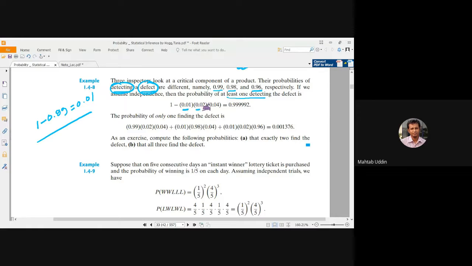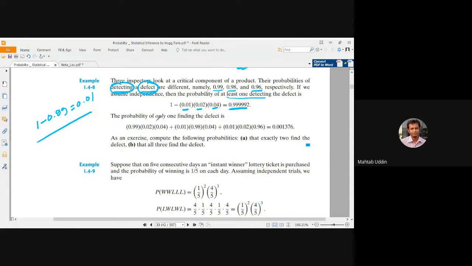This is the probability of failure of the second. This is the probability of failure of what? Third. So their product is the probability that all are failed, right? Yes, sir. One minus that is not all fail. Not all fail means at least one success. Do you understand? Yes. Not all fail means at least one success, so we have to subtract all fail from 1, right? Yes, sir.